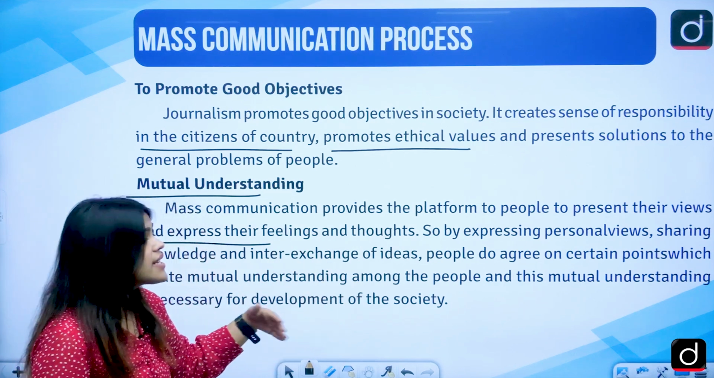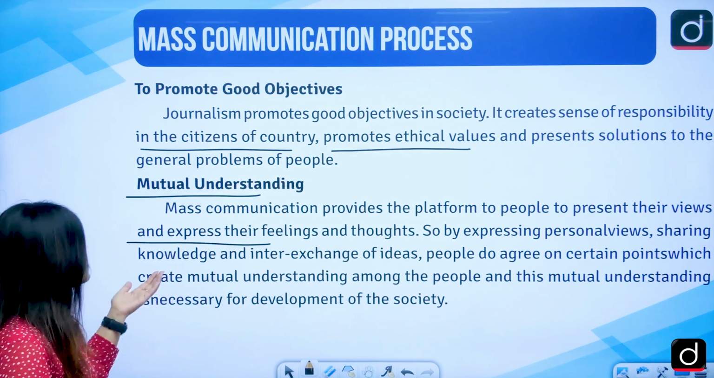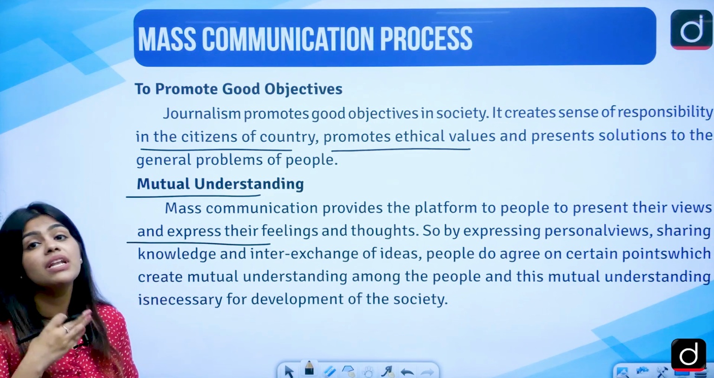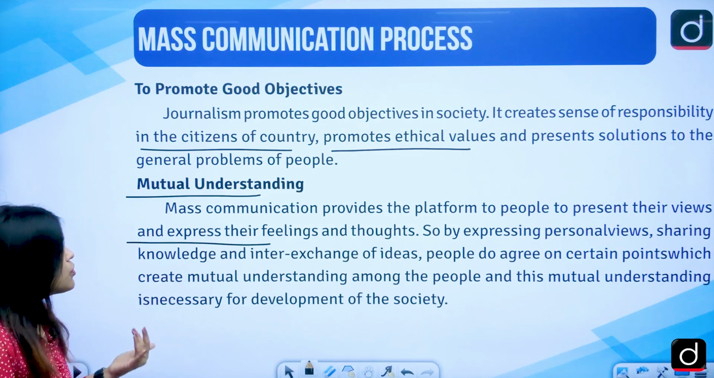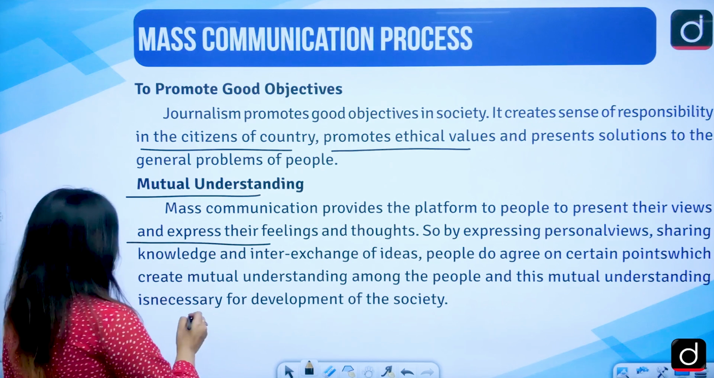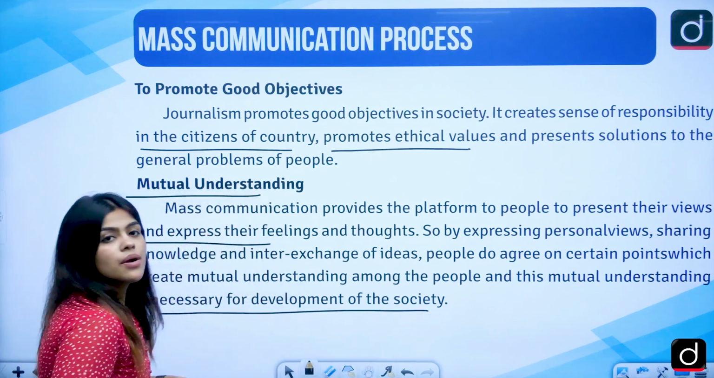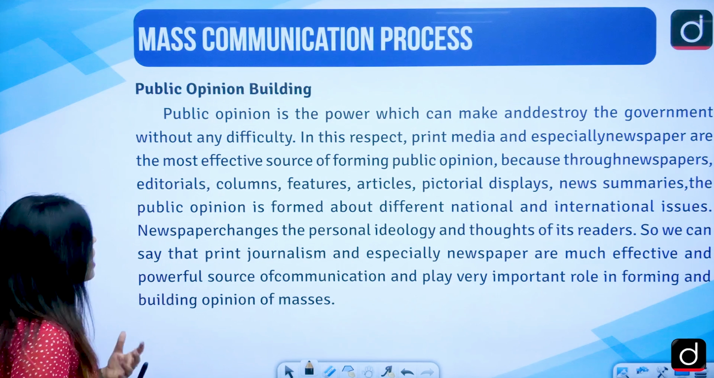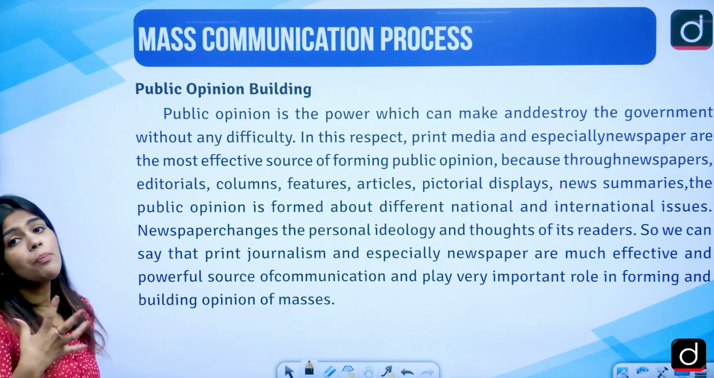People do agree that certain points are important, and mutual understanding between the people can be created. So mutual understanding is necessary for the development of society, and it is done by mass communication and mass media.